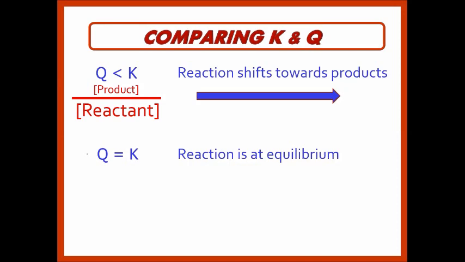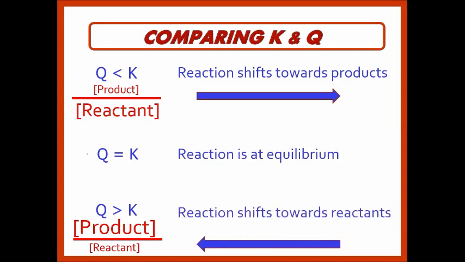Now, once the ratio of product to reactant is equivalent to the equilibrium constant, the chemical system is at dynamic equilibrium. And finally, when Q is greater than K, this indicates that in the current state of the reaction, the ratio of product to reactant concentration is higher than the equilibrium ratio of product to reactant. So, in order to reach chemical equilibrium, the reaction will shift to the left towards the reactants in order to lower the ratio, and the reverse reaction dominates.